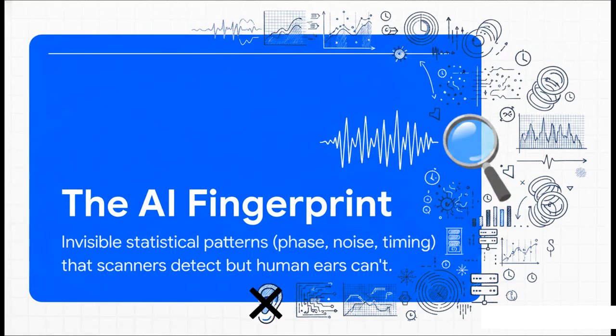This right here is the key to the whole puzzle. We're talking about something called an AI fingerprint. It's not about what sounds bad. It's a deep, statistical signature that's literally baked into the audio file itself. Think about these microscopic patterns in the phase, these tiny, tiny shifts in timing, and a unique noise floor that just screams AI-generated to an automated scanner.